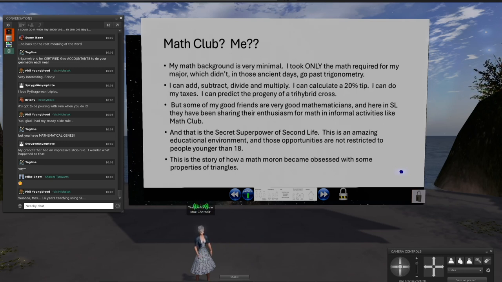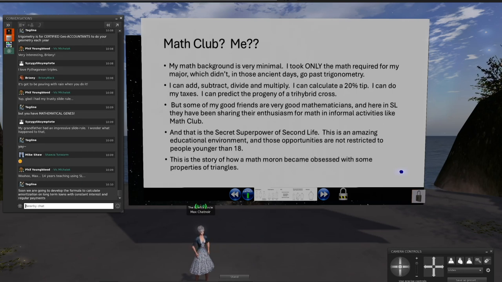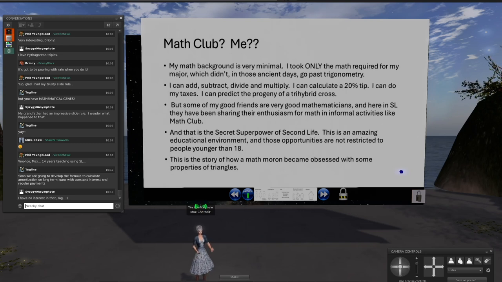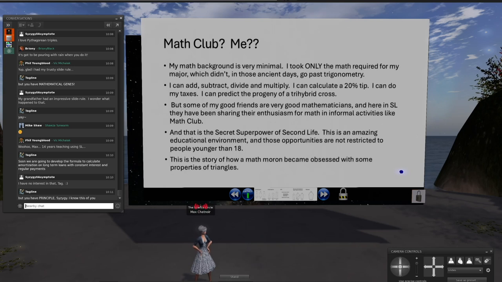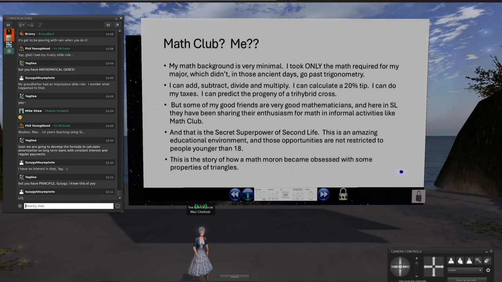But there are some real mathematicians here in Second Life, and some of them share their stuff, like Tag, in the math club. And this is what I regard as the secret superpower of Second Life. This is, as you know, an amazing educational environment, and those opportunities are available to anybody who comes in here, including dumb biologists who want to know a little bit more about math. So there are real mathematicians here in Second Life. In the math club right now, we're talking about the history of economics, which is really, really interesting. But anyway, hanging around in the math club is how I got obsessed with triangles.